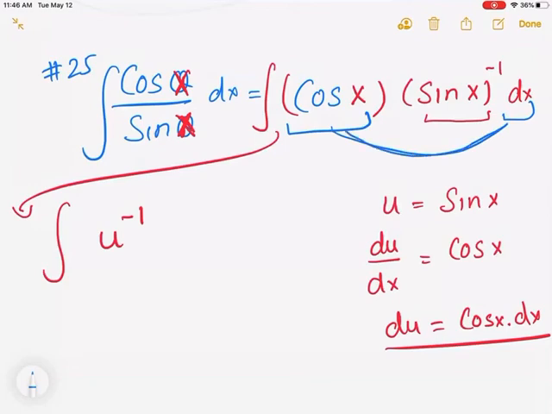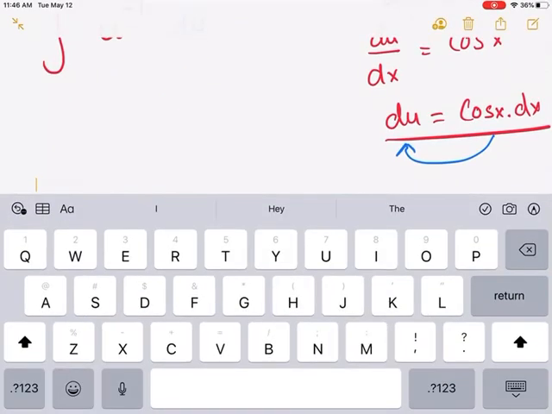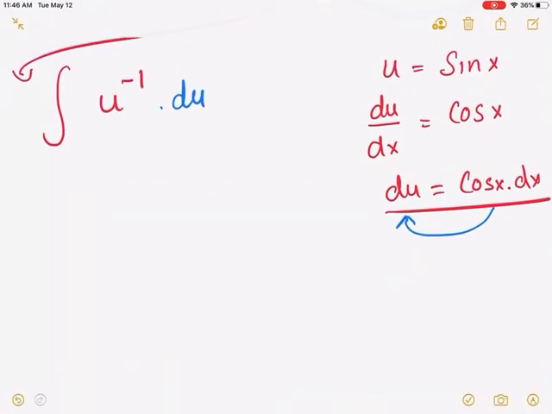I need to replace these two pieces. What is that equal to? Cosine x times dx. What is that equal to? It's du. This is something you need to understand. Now, after getting everything in terms of u, then we just normally integrate the function by adding 1 and dividing. So let's try doing this.